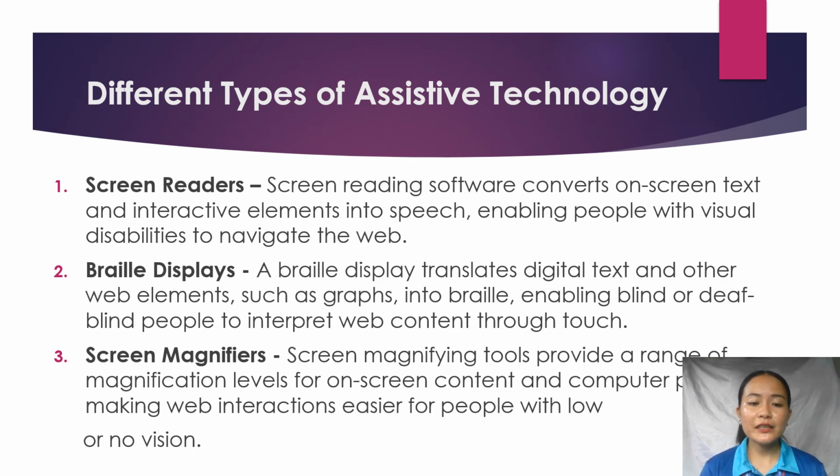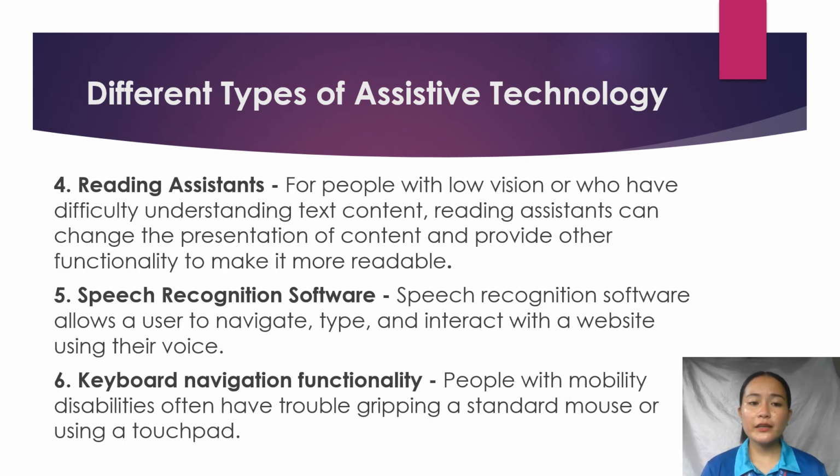Next is screen magnifiers. Screen magnifying tools provide a range of magnification levels for on-screen content and computer pointers, making web interactions easier for people with low or no vision. Next, we have reading assistants. For people with low vision or who have difficulty understanding text content, reading assistants can change the presentation of content and provide other functionalities to make it more readable.